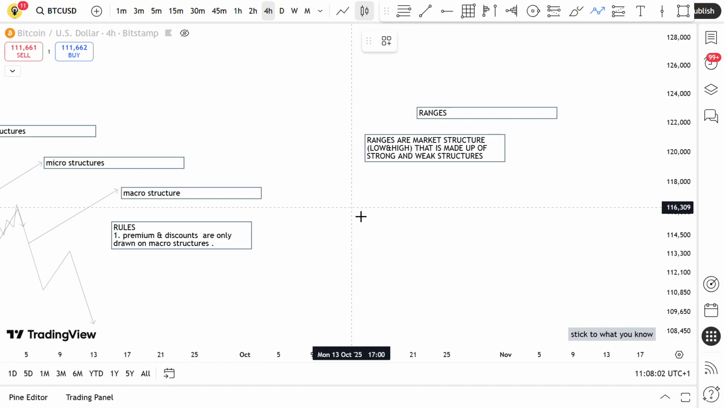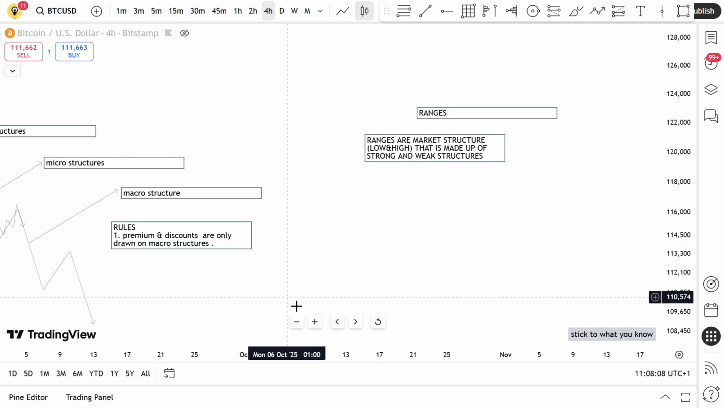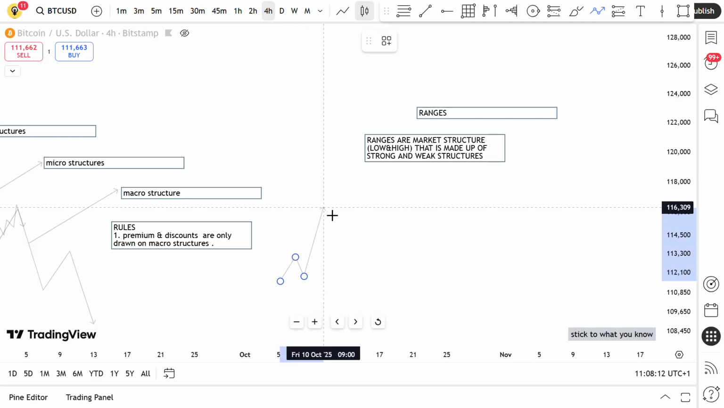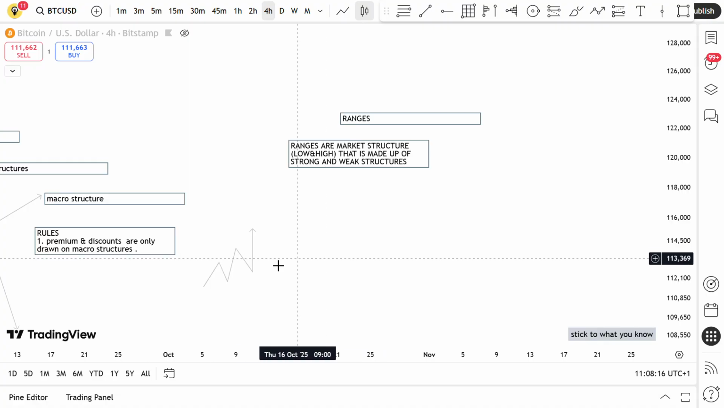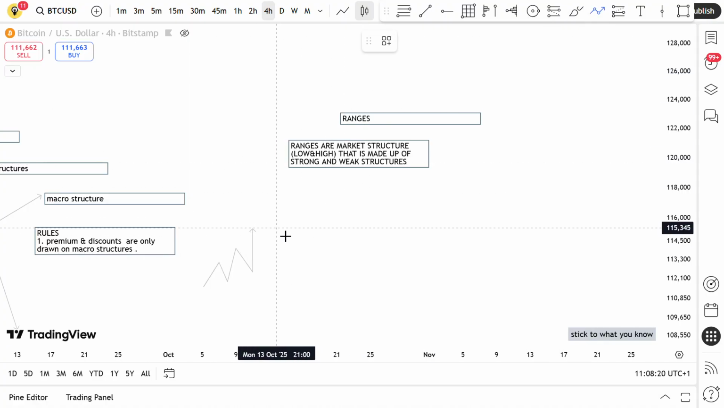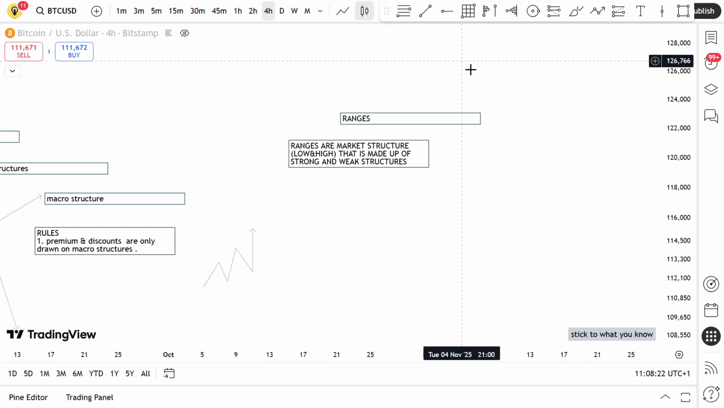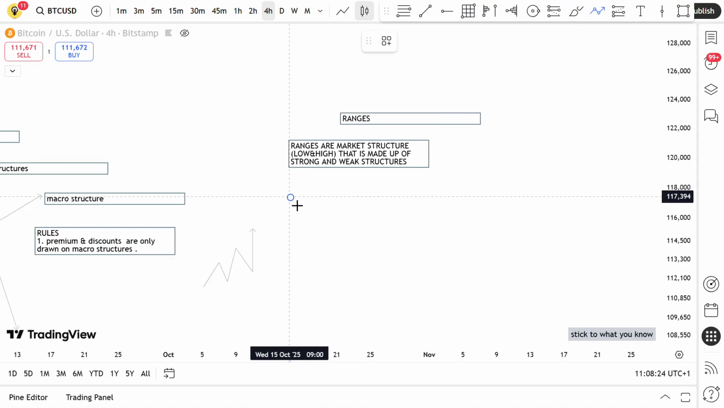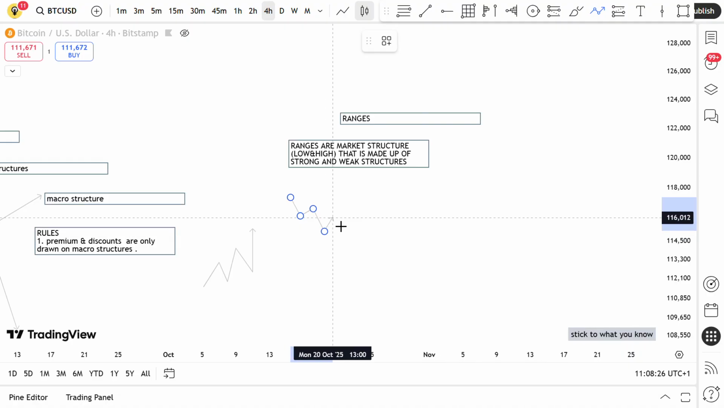So let's say in an uptrend now, an uptrend is a series of higher highs and higher lows. Right, this is an uptrend. So we will look at the microstructure. We will try to do something like this, like this, like this.